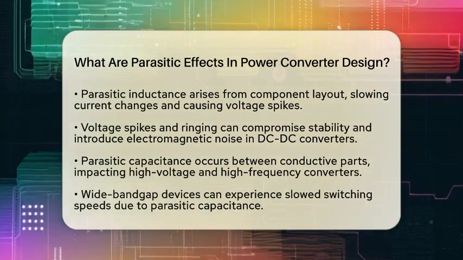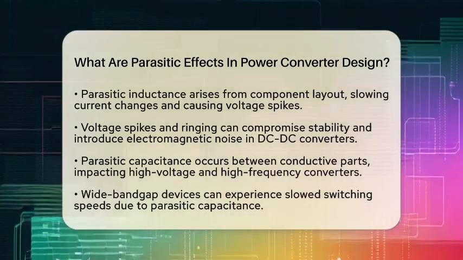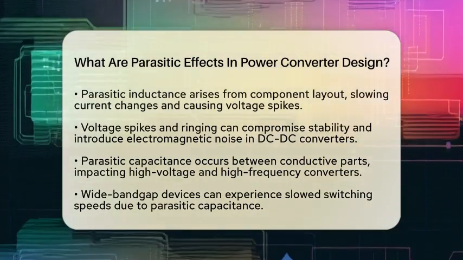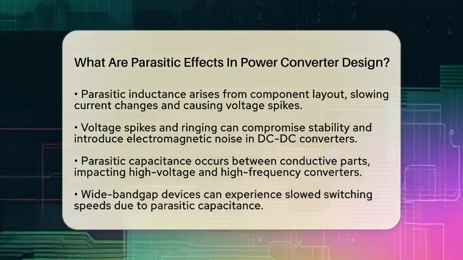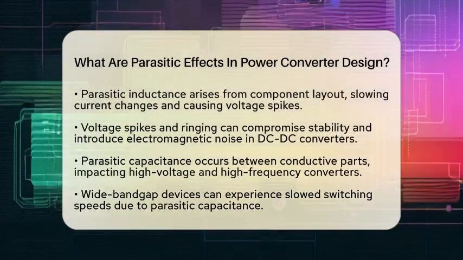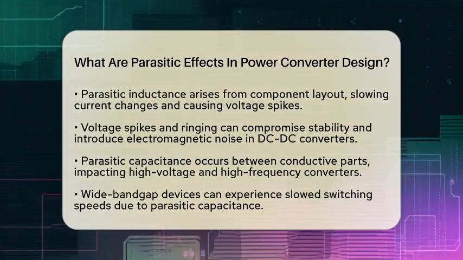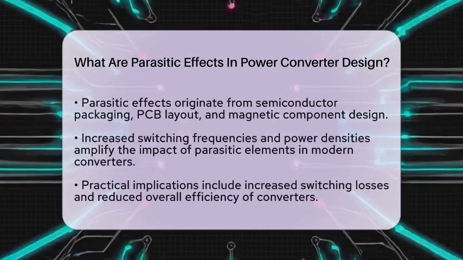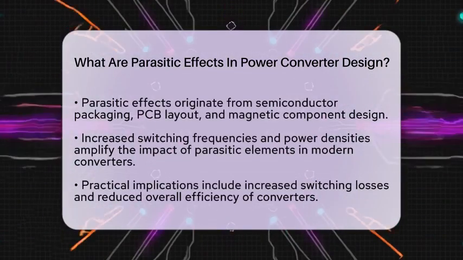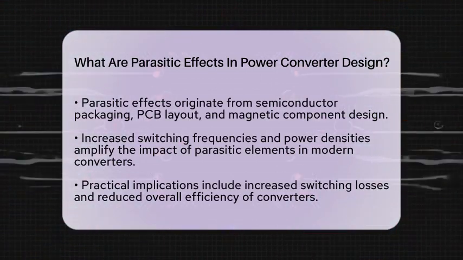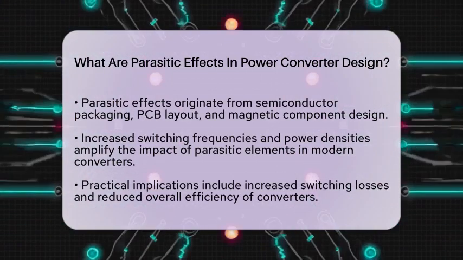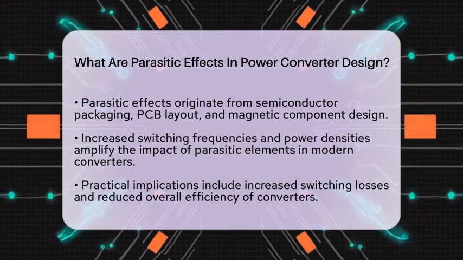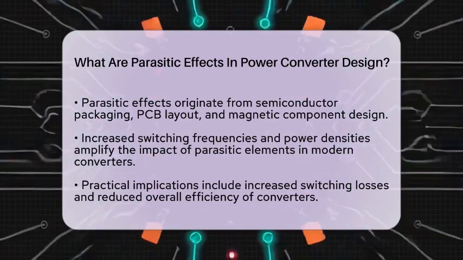Then we have parasitic capacitance. This is the unintended capacitance that occurs between conductive parts in the circuit. It becomes especially relevant in high-voltage and high-frequency converters. For instance, if you are using wide bandgap devices like silicon carbide metal oxide semiconductor field effect transistors, parasitic capacitance can slow down switching speeds and lead to resonances that increase switching losses.